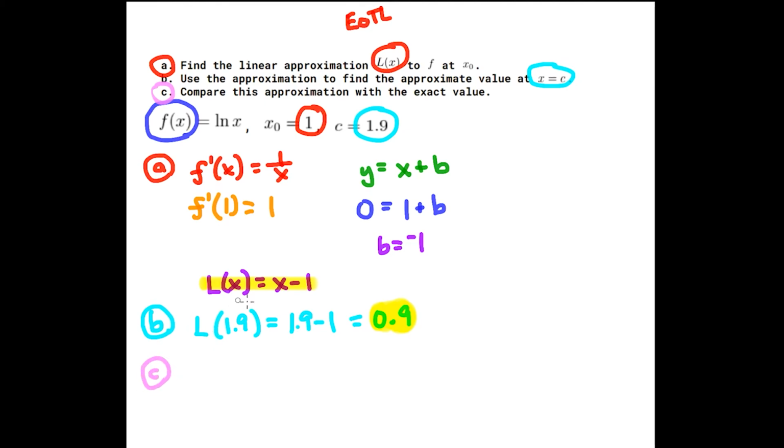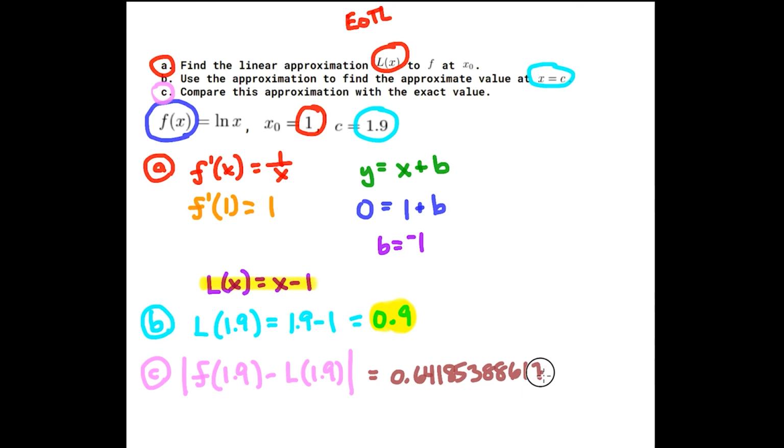The last part, it says compare the approximation to the exact value. So what I'm going to do to compare them is I'm going to take f of 1.9 and subtract that from L of 1.9 and then do the absolute value of this, and that's basically the difference between those two values. F of 1.9 I'm going to have to put in my calculator because it ends up being ln of 1.9, which ends up being 0.64185388611724, and we're subtracting this from L of 1.9, which is right here.